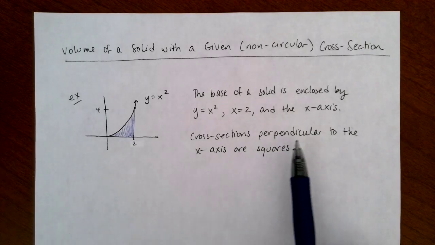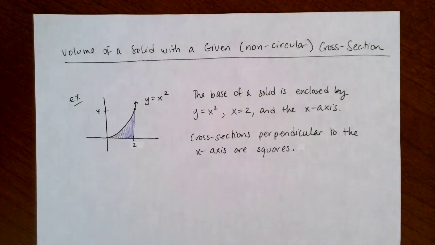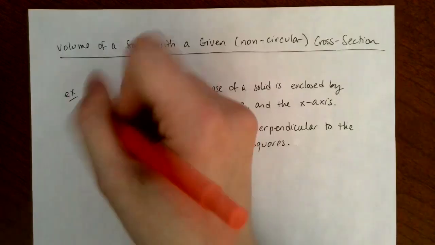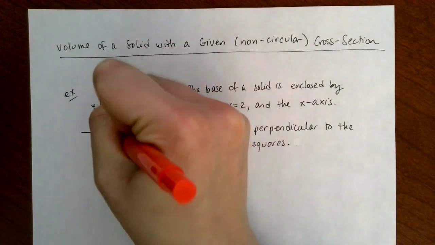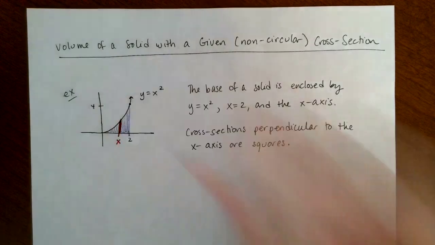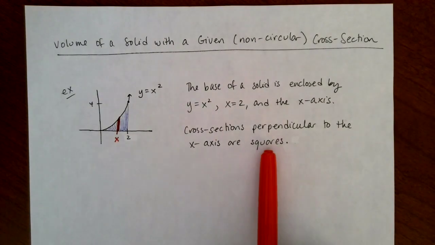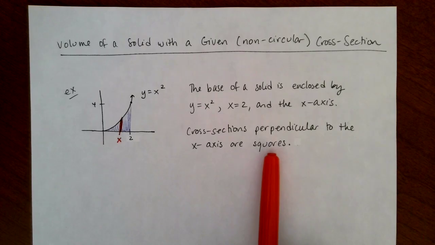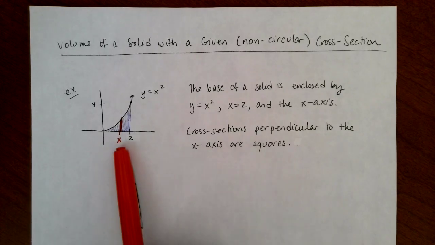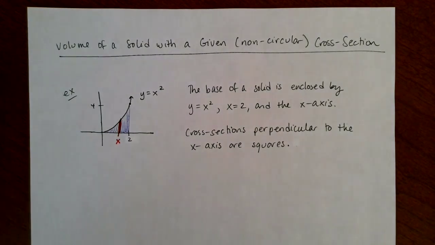If we cut perpendicular to the x-axis, that would be this way. So if we cut at some particular x value, and we crack open the shape, apparently what we'll be looking at is a square. So here, squares are playing the role that circles typically do. We still need to find a formula, a function of x that gives us the area of that cross section, and then that's our integrand.